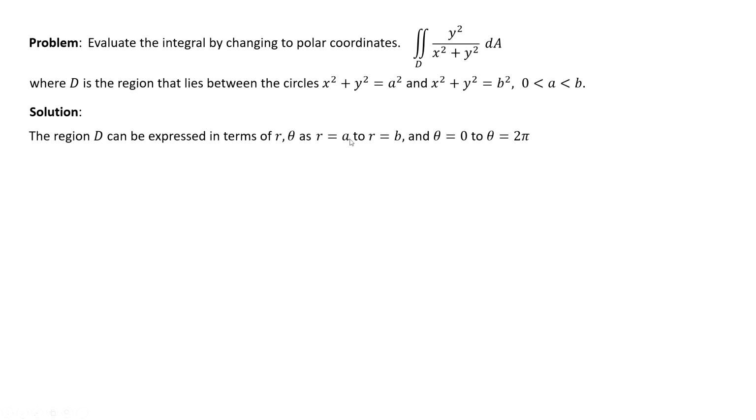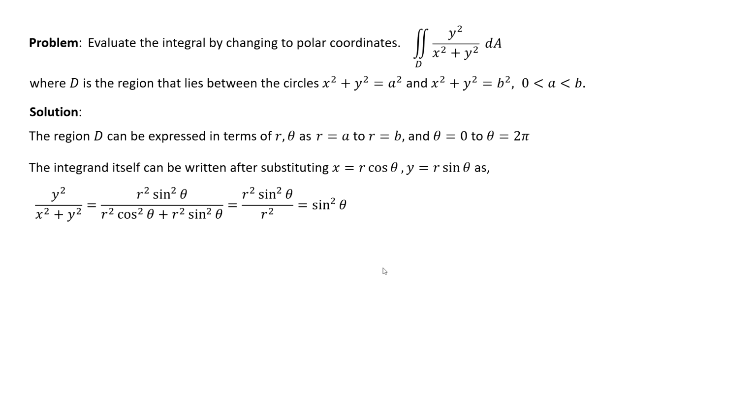Okay, so that means r equals a to r equals b. Now, is it a full circle or a semicircle or a quadrant of a circle? What is it? Oh, it's a full circle. That tells us theta must be 0 to 2 pi, right? Because it's a full circle. I wish I had just drawn the graph of it. Two circles.